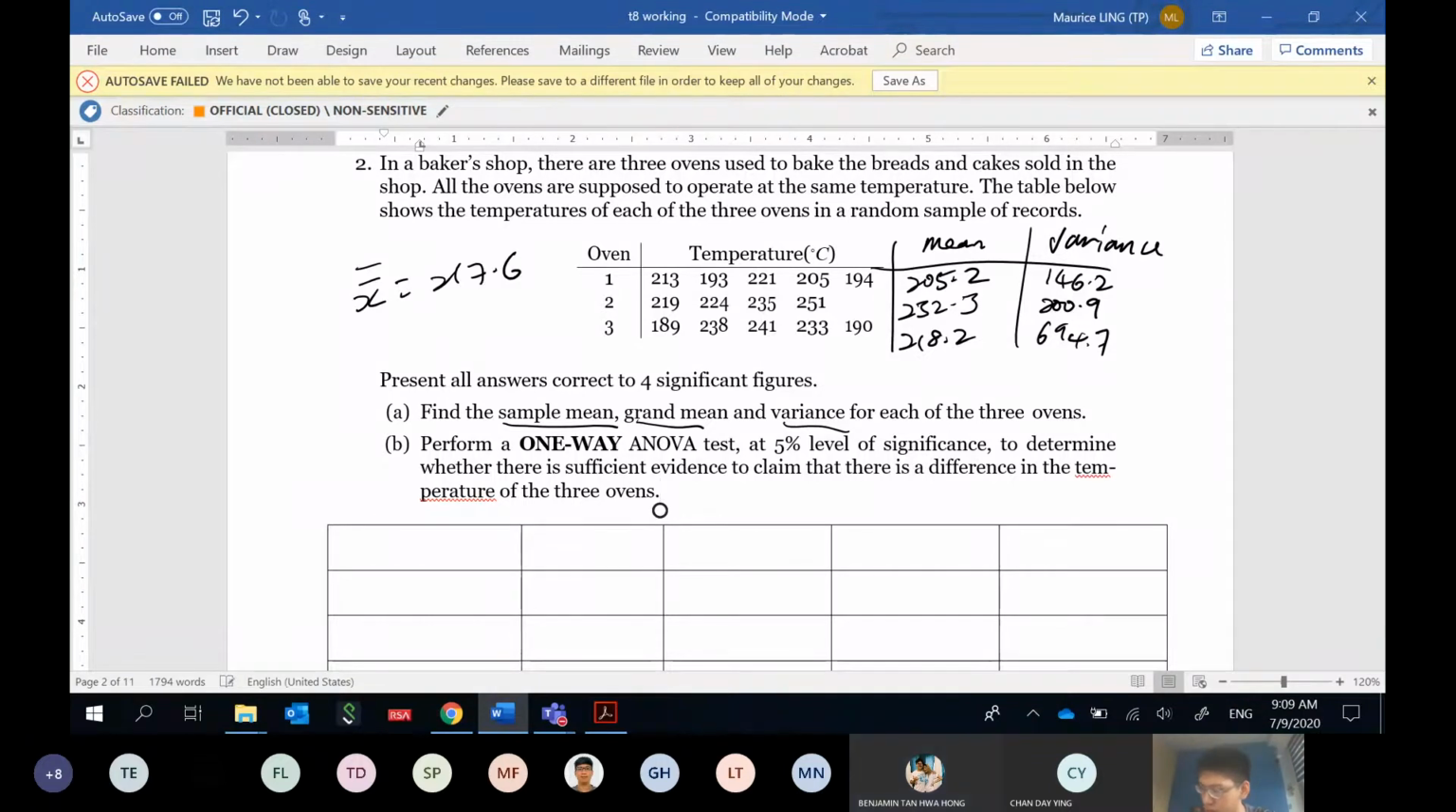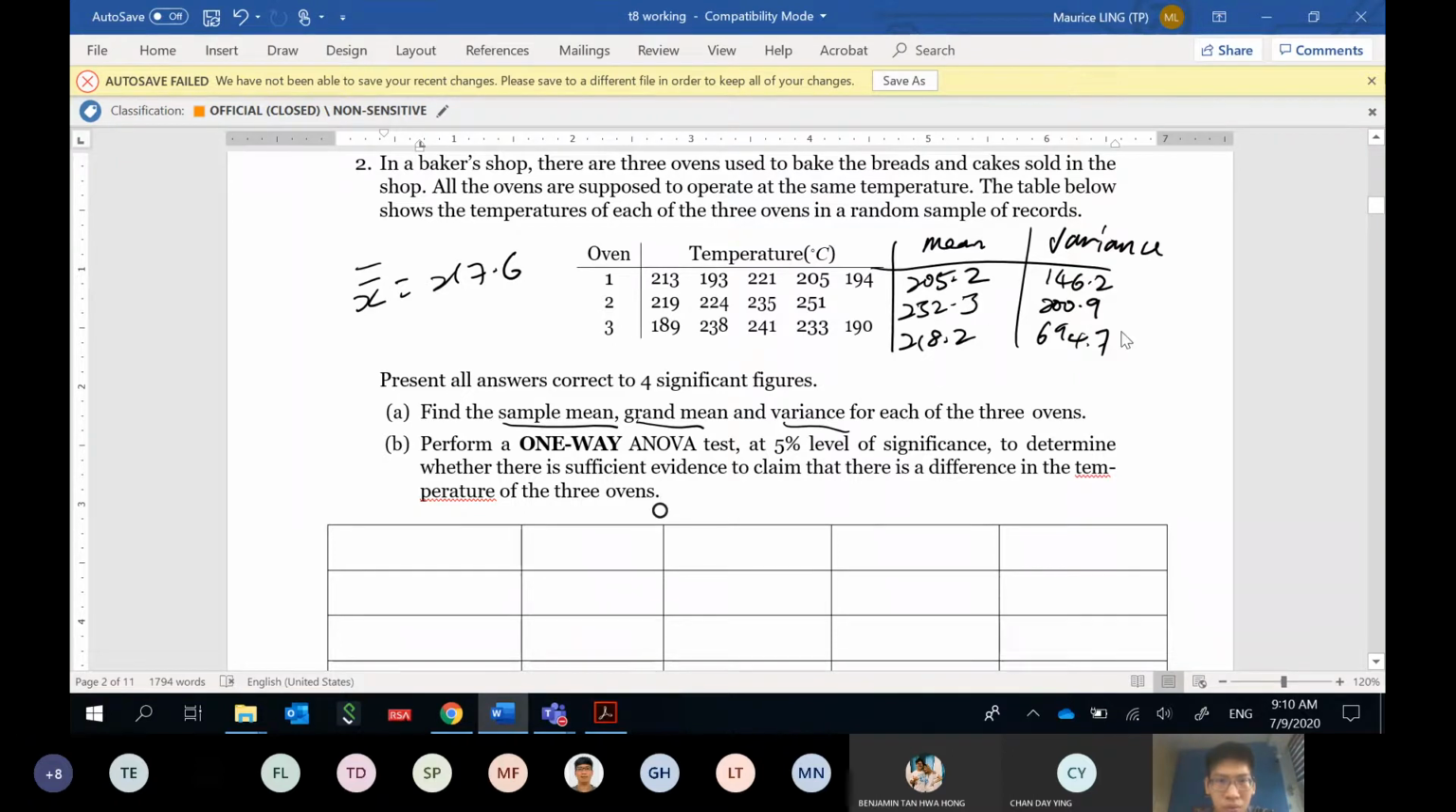217.6. Okay. Now, you have to be careful. Don't be lazy. The grand mean is actually the average of all these numbers. Do not take the average of these 3 numbers, that means the average of the means. Although that's what the grand mean is supposed to be, the average of the means, do not do that.